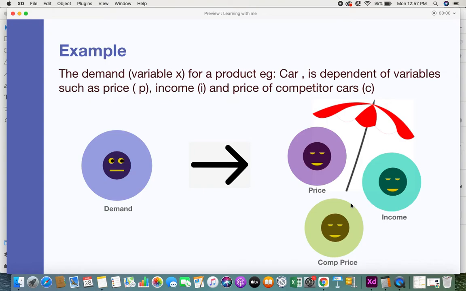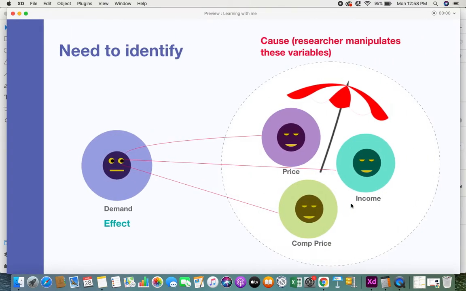So now why identify these variables? You may ask me, why should we identify these variables? It's very important because when you look at this, you would notice that the dependent variable is the effect which was brought about by the independent variables, which are the causes. So because of a fluctuation in price, because of the population's income, and because of competitor car prices, it has brought about an effect on the demand of a particular car.